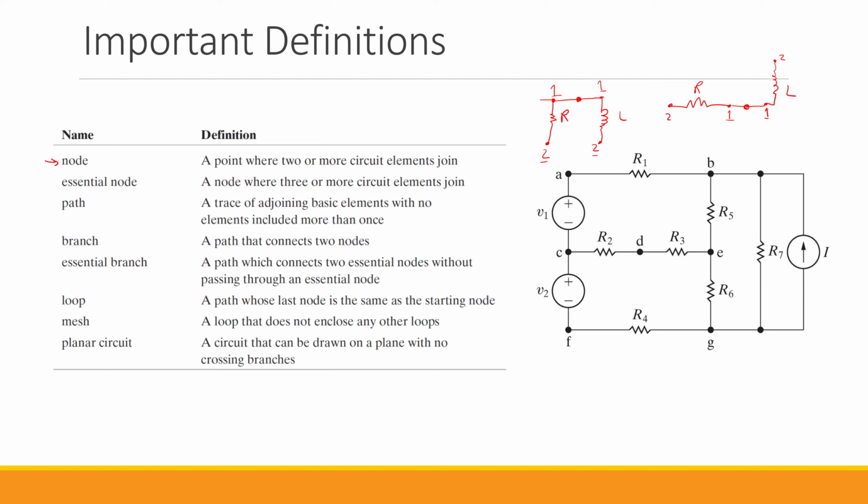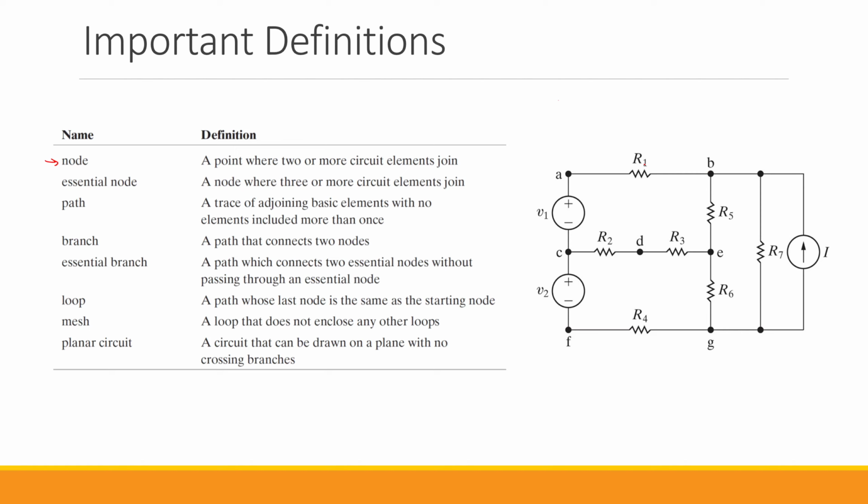So let's take a look at this example picture that we have here. Let's see if we can identify the nodes that we have in this circuit. We have here an independent voltage source that is connected to this resistor, R1. The point that these two elements are joined together, we call node A.